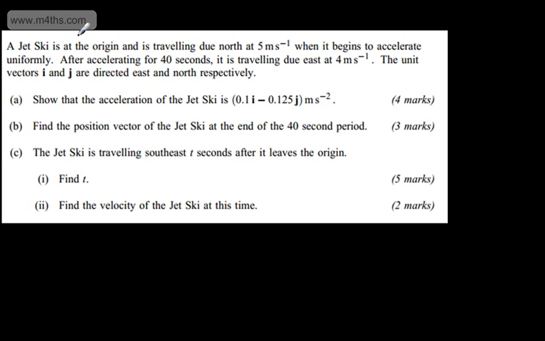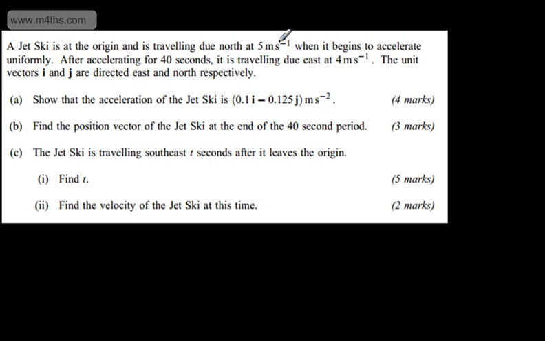A jet ski is at the origin, so that's good, and is travelling due north at 5 meters per second when it begins to accelerate uniformly. So this is constant acceleration. After accelerating for 40 seconds, it is travelling due east at 4 meters per second. The unit vectors i and j are directed east and north respectively. In part A, we need to show that the acceleration of the jet ski is 0.1 i minus 0.125 j meters per second squared. Right, let's think about this reasonably.